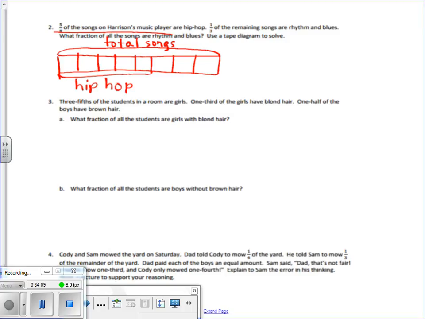So 5 of his songs, 5 out of the 8, 5/8 of his total music catalog are hip hop. 1/3 of the remaining songs are rhythm and blues. Well, we can figure out that it's 1/3. How many squares are left? 3. So we can say 1/3. If you look on the other side, it's 3, and then just take away 1 and it's 1. Bingo! There are only 3, and there's 1/3, so only 1 square is rhythm and blues.